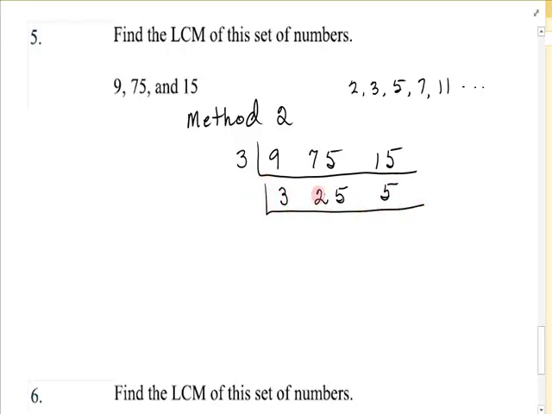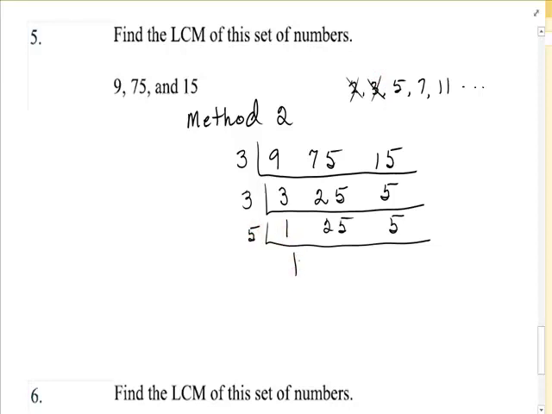Does 3 still go into any of those? Yes. 3 goes into itself once. It doesn't go into 25, and it doesn't go into 5. It only has to go into one of them. But I'm done with 3. So now it's time for 5.